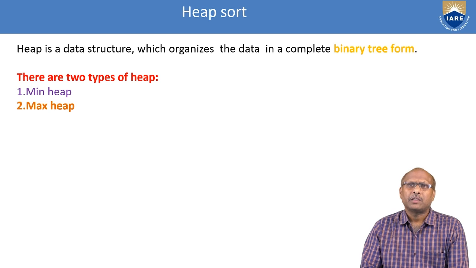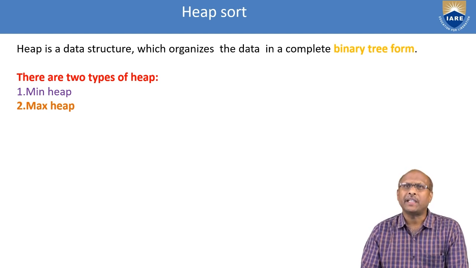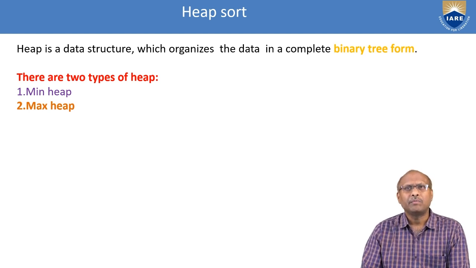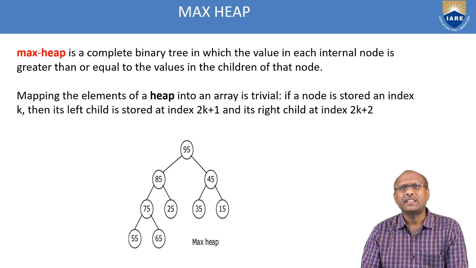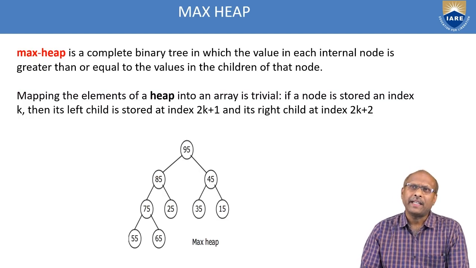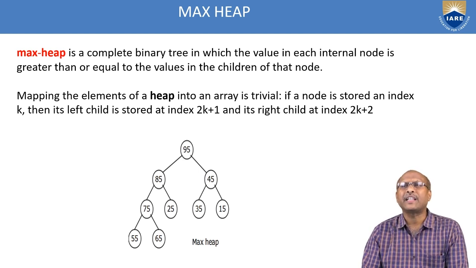Heap is a special data structure which organizes the data in a complete binary form. So whenever I say heap, that heap may be a min heap or max heap. So I can say there are two types of heap. One is min heap, second one is max heap. Max heap means it is also one type of complete binary tree in which the value in each internal node is greater than or equal to the value in the children of that node.